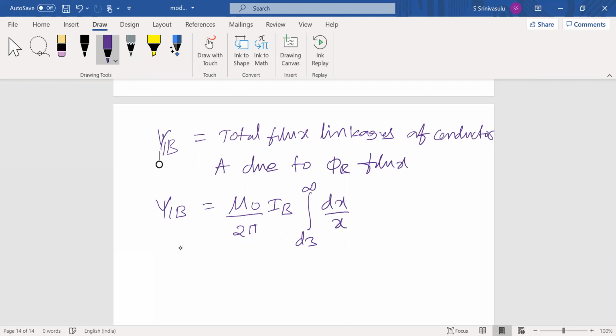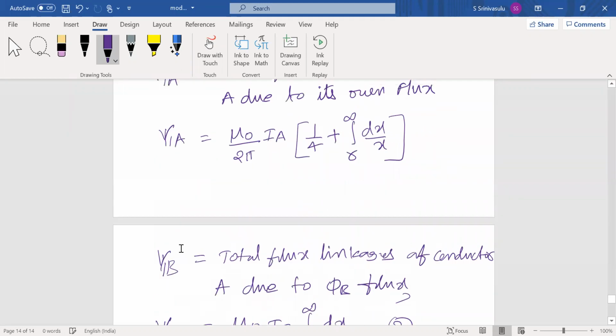Simply, due to which current is this phi B flux created? IB. Therefore, we have to substitute that current only: mu naught by 2 pi into IB, integration. Which distance? The distance between the B conductor and the A conductor in the diagram is given as D3. Therefore, D3 to infinity dx by x. This is equation number 3. Now, this is equation number 2.